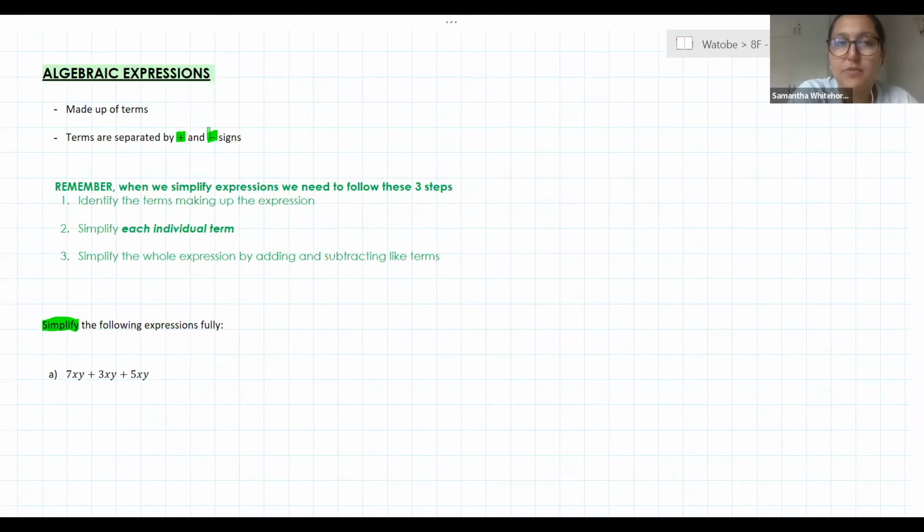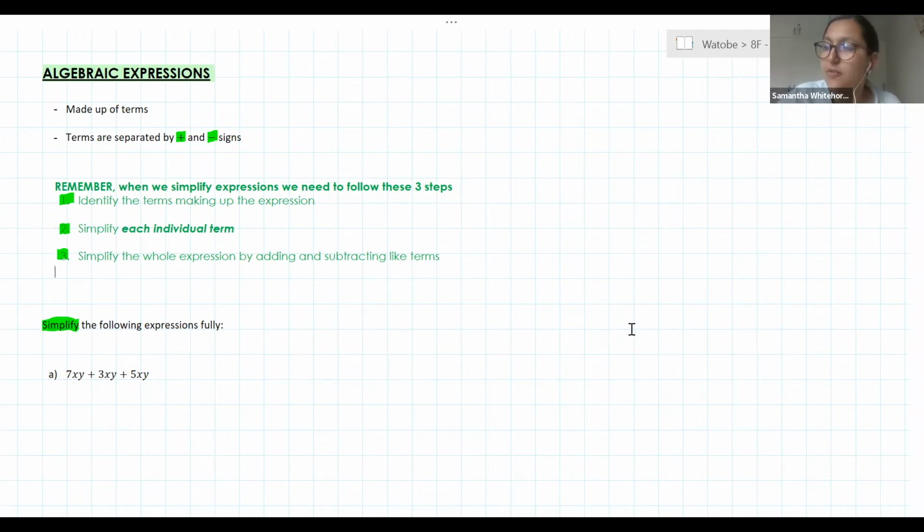Now, when we simplify expressions, we want to first identify the terms that make up our expression. We then want to simplify each individual term because terms are separate to each other. We can then look at the expression as a whole and add and subtract like terms. But if a term can be simplified first, that's what we need to do.